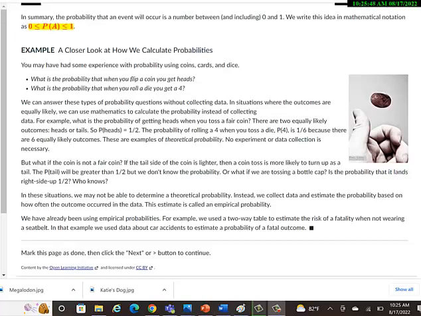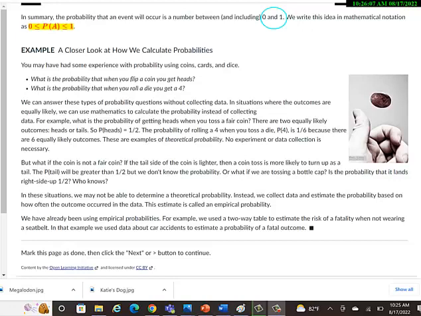Hopefully on the previous page you viewed that video and then wrote down anything you thought might be important or anything you might forget. But in summary, the probability that an event will occur is a number between and including 0 and 1. So they say that here.